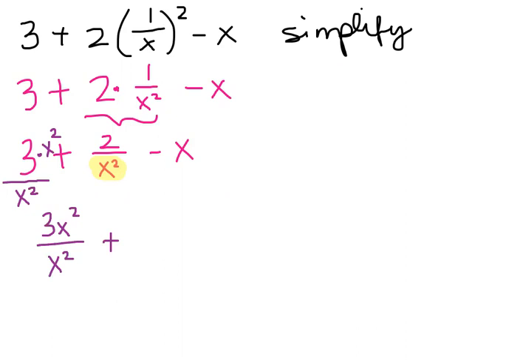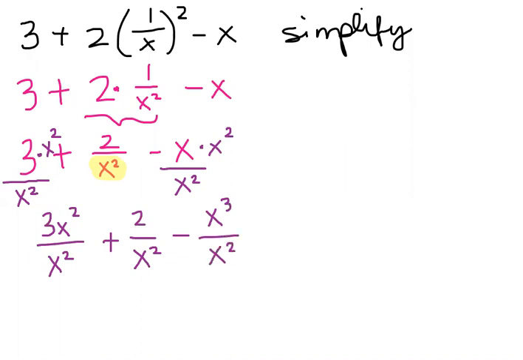So we have 3x squared over x squared plus 2 over x squared. And I'm going to do the same thing to this last term. I'm going to put an x squared in the denominator, but I also have to multiply an x squared in the numerator. So that again, I'm not changing the value of this term, I'm just changing the way it looks so that I can have a common denominator. So that makes me have x cubed divided by x squared.